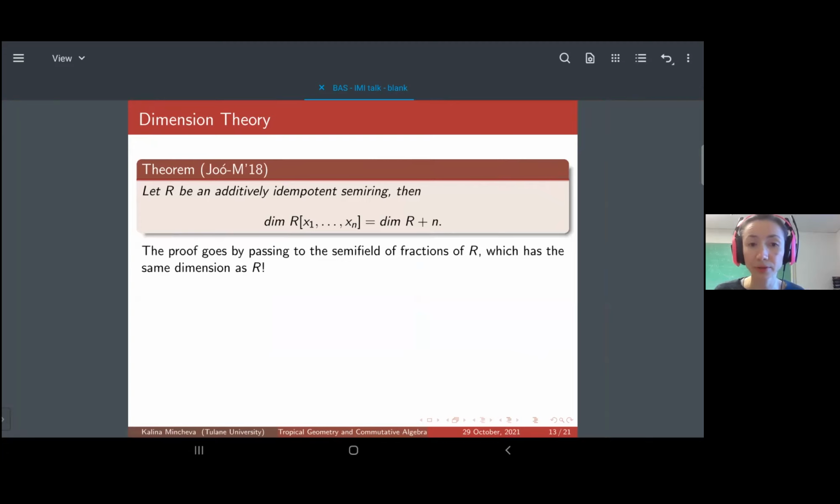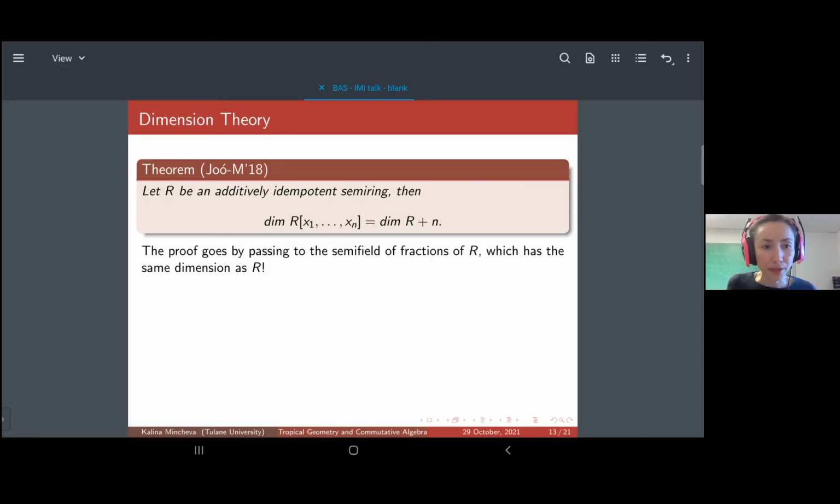And I want to just note here that the proof is very different from the classical commutative algebra proof, because we do pass to the semifield of fractions of R, which has the same dimension as R, and then we work with chains there, which is something that we cannot do for rings, because the field of fractions of a ring is dimension 0. So it's quite a different flavor of proof.